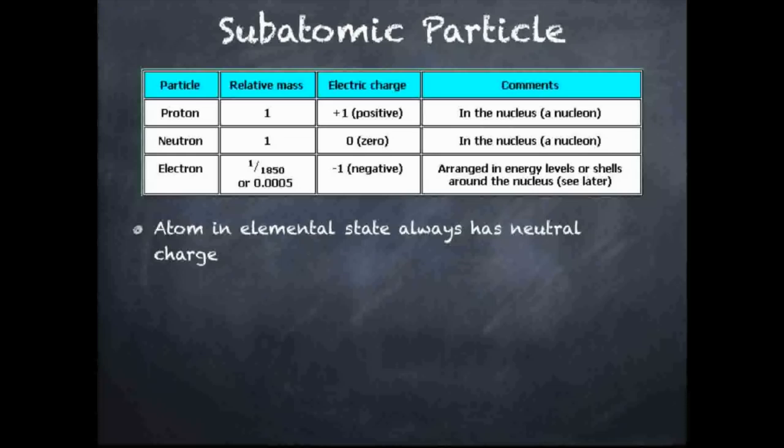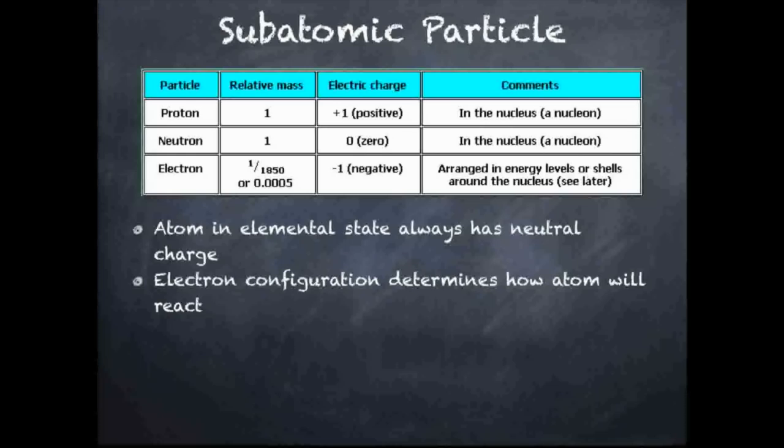They're in a shell on the outside, and they determine a lot of the features and the characteristics of atoms. Okay, so atoms in the elemental state always have a neutral charge, meaning they have the same number of protons and electrons. And the number of protons in an atom determines what kind of atom it is. The electron configuration, like I said, determines how the atom will react, what kind of characteristics, personality that atom has.